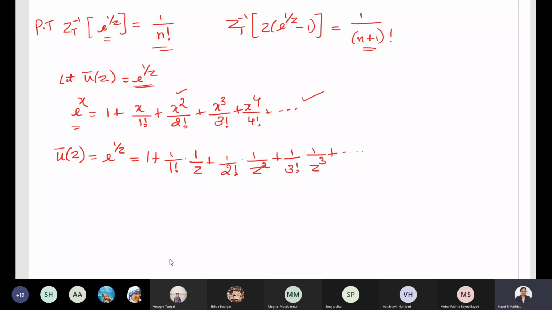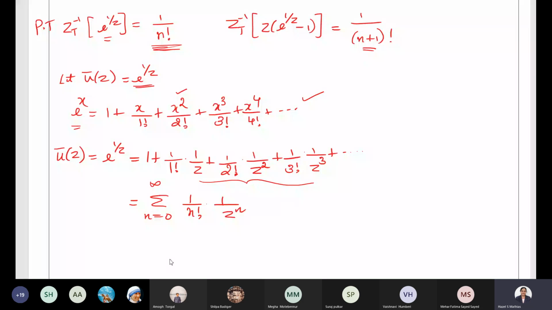Yes, ma'am. Okay. Now write the nth term of this. Very easy it is. Tell me, what is the nth term of this? n equal to 0 to infinity. You know the answer over here. So how can we write this entire expression? Tell me. 1 by n factorial into 1 by z power n. Yeah, very good. It is 1 by n factorial into 1 by z power n.